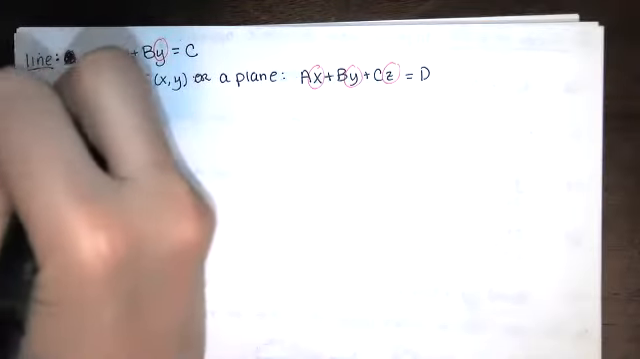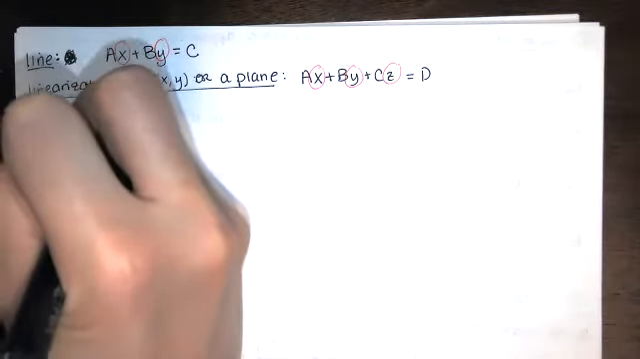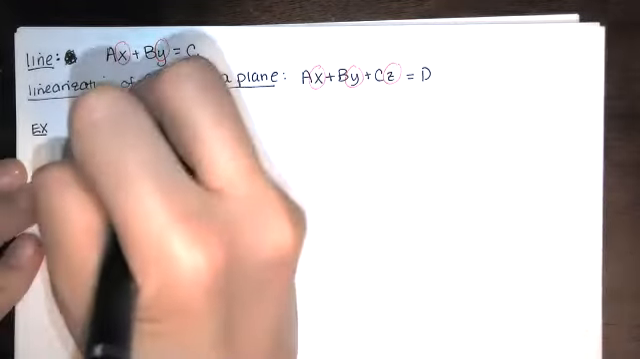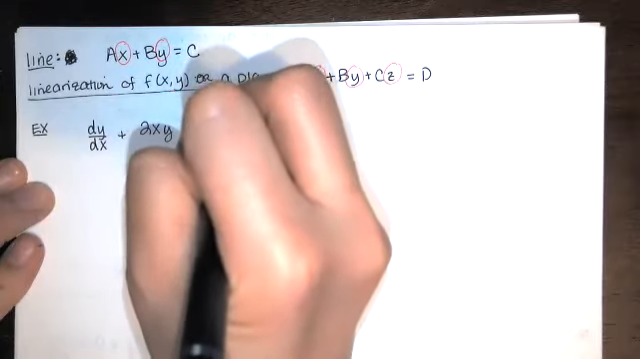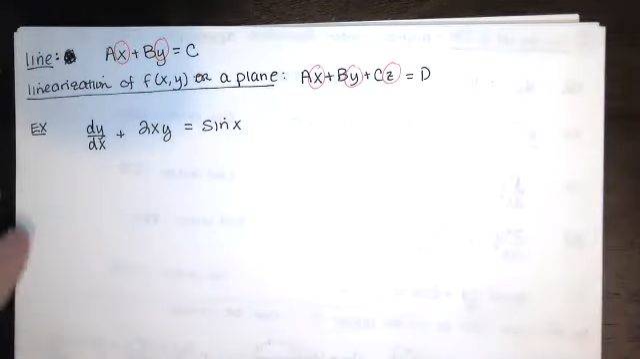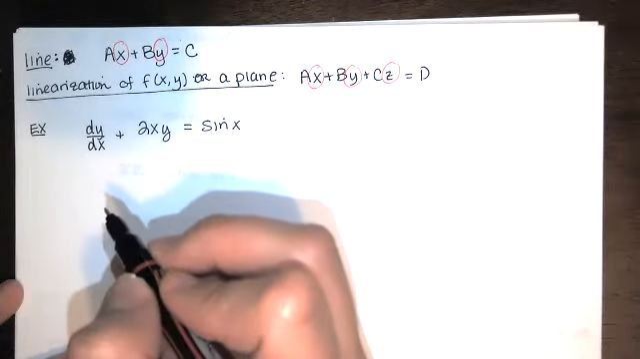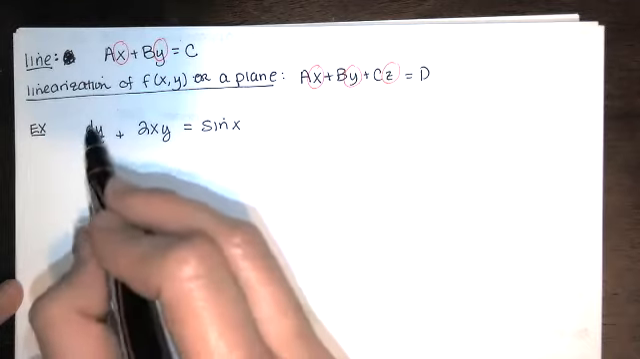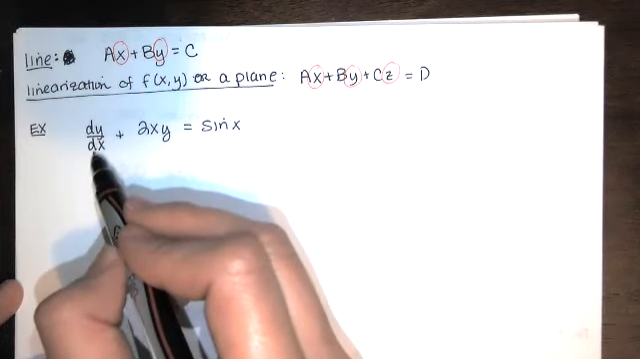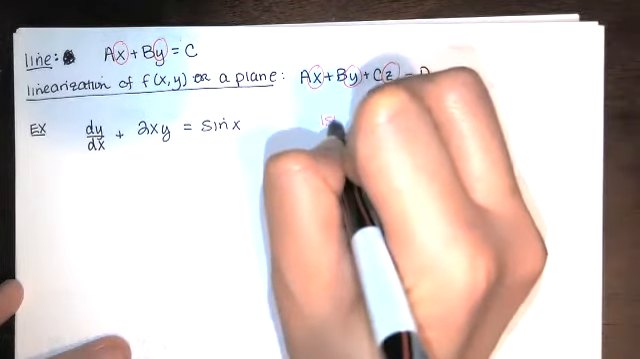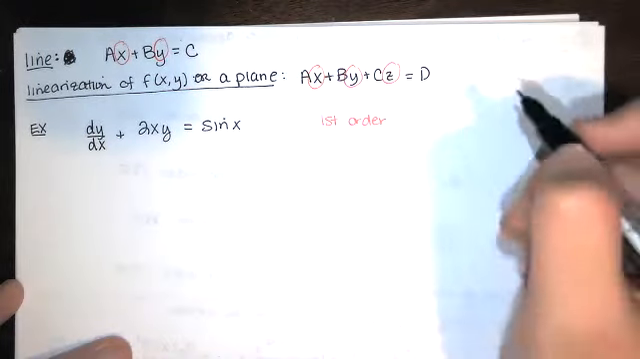So let me show you some examples. Let's say you've got dy dx plus 2x times y equals sine of x. Let's go through all of the classification. First of all, I noticed that I've only got one derivative here. It's a first derivative, so this is a first order differential equation, and it's an ordinary derivative. So this is a first order ODE.